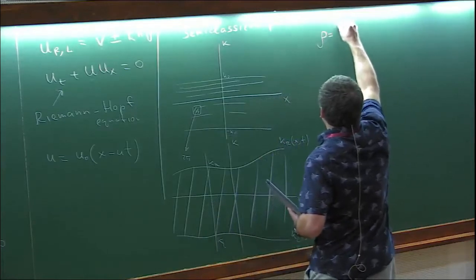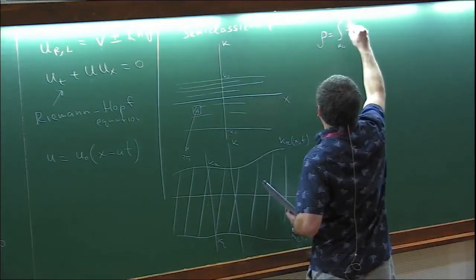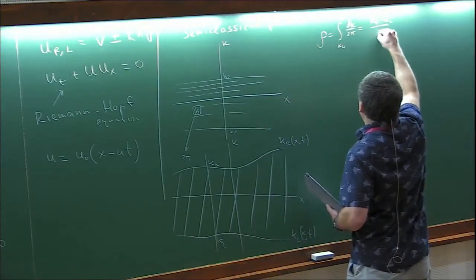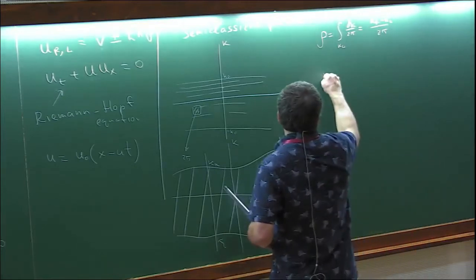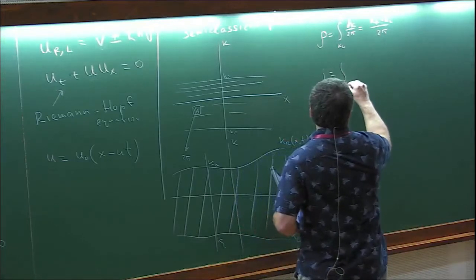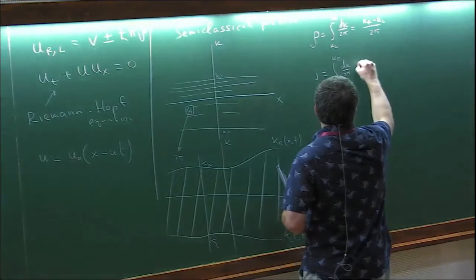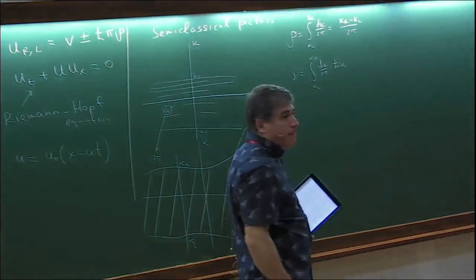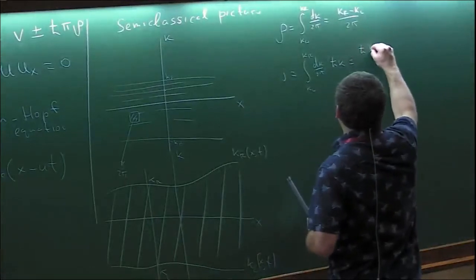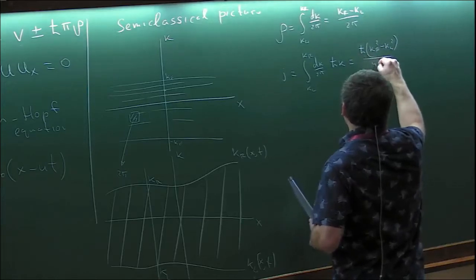So I'm saying that rho now is the integral from k left to k right of dk over 2 pi, which is (k right minus k left) over 2 pi. Then the momentum density should be the integral from k left to k right of dk over 2 pi, h bar k. And this is h bar (k right squared minus k left squared) divided by 4 pi.